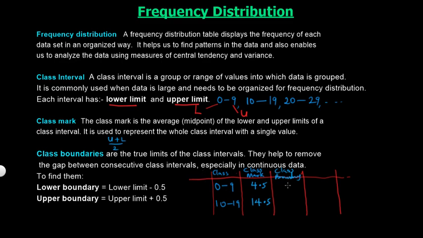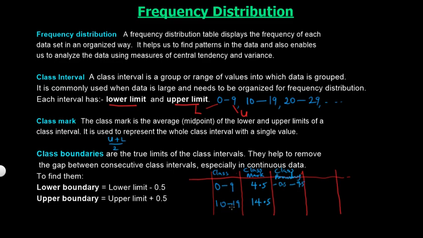To determine the class boundary, you remove 0.5 from the lower limit of a class interval. That will help you to determine the lower limit of your class boundary. Take for example this. If this is 0, that's our lower limit. Remove 0.5 from it. It's going to give you minus 0.5. Now add the 0.5 to the upper limit. That gives you 9.5. So that's the class boundary for this class interval.